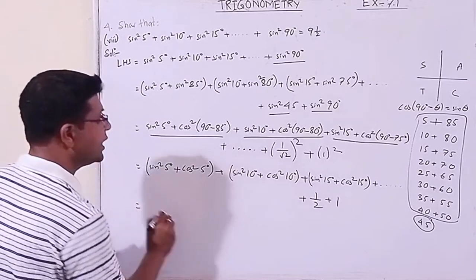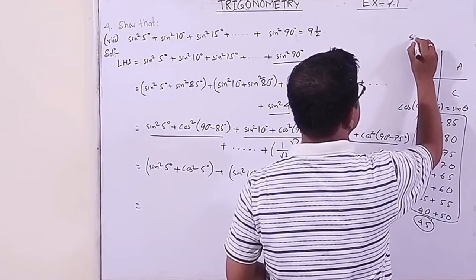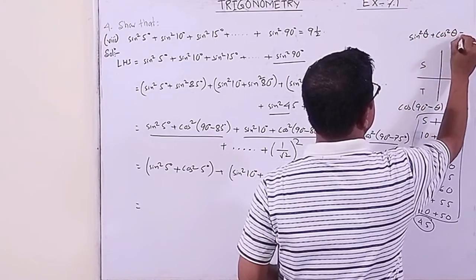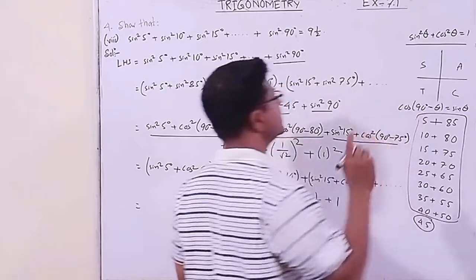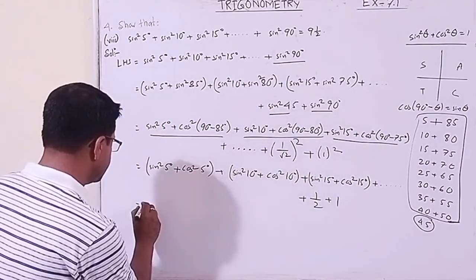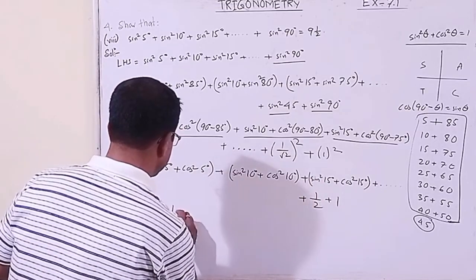Now here one identity we have used in one of the sums, that is sine square theta plus cos square theta is equal to 1. Do not worry about this. In general mathematics you will get this. Now sine square theta plus cos square theta, this is 1 plus this is 1 plus this is 1 plus.